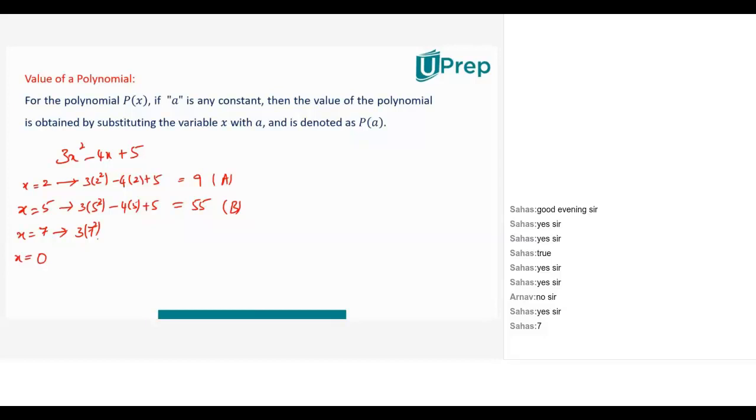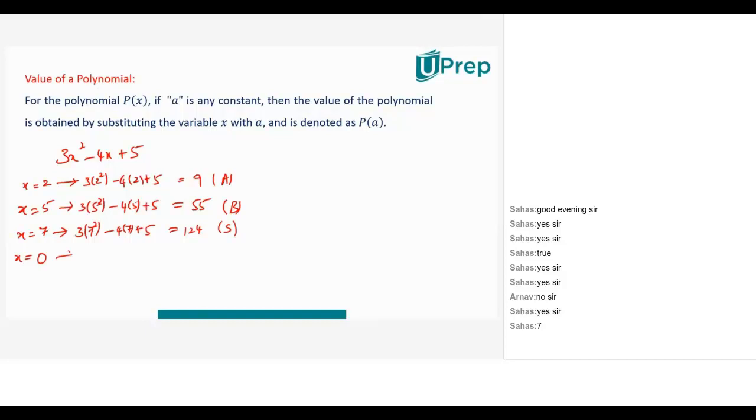3 times 7 square, 49. 49 into 3, 147. Minus 4 into 7, 28. Plus 5. So how much? I missed the flow. 147 plus 5 is 152, minus 28. If I am correct, it's 124.